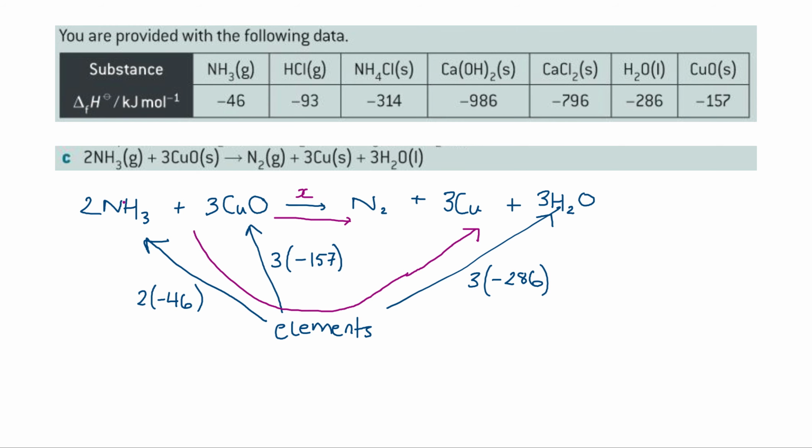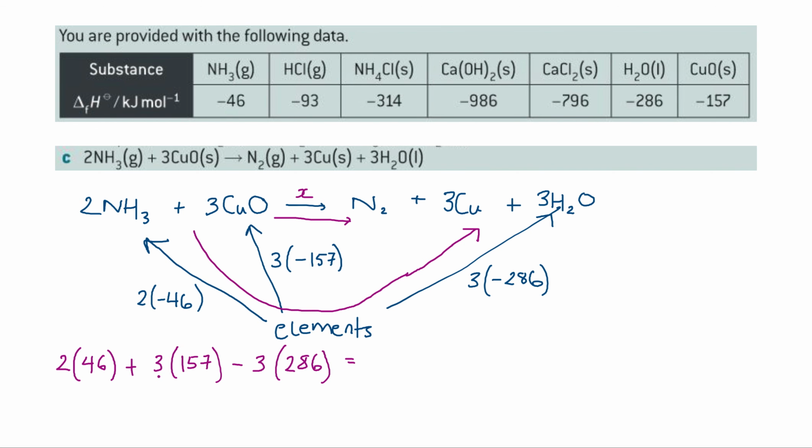Okay, so in terms of what I'm going to plug into my calculator, I'm going to go in the opposite direction of these arrows to get from my reactants to my elements. So I'm going to change the sign of the value. So going in the opposite direction of this, it's 2 lots of +46. And again, change the sign of this arrow. So that's plus 3 lots of 157. I'm now at my elements and I only have 1 arrow to go up to get to my products. The sign stays the same. I'm just going to take the minus sign out of the bracket. So that's -3 lots of 286.